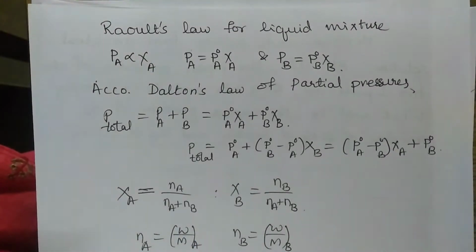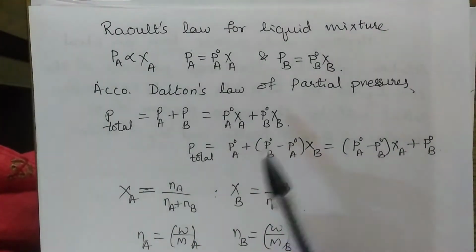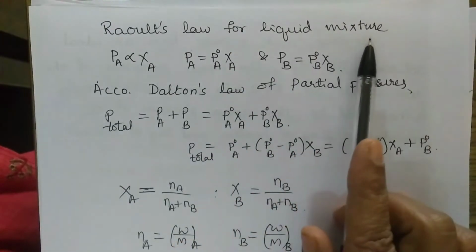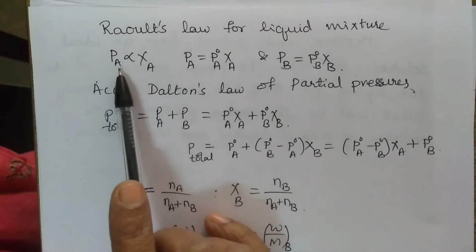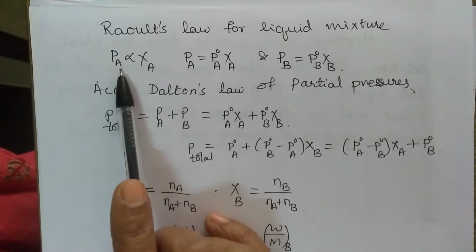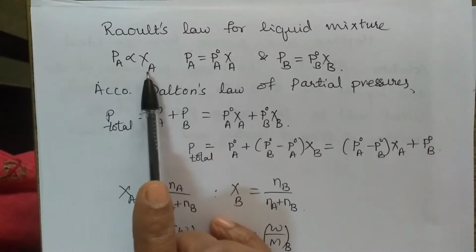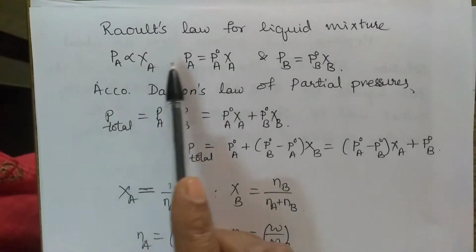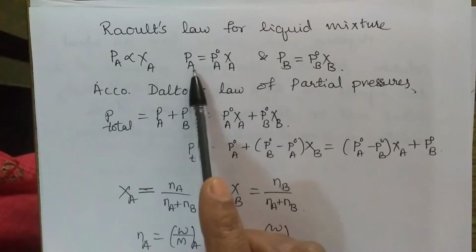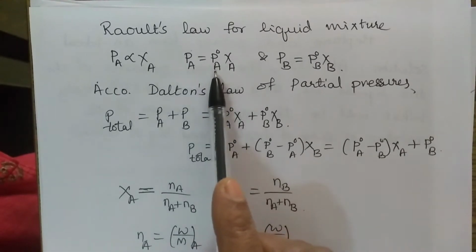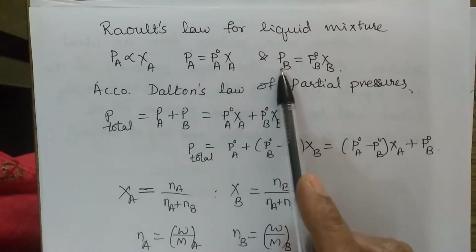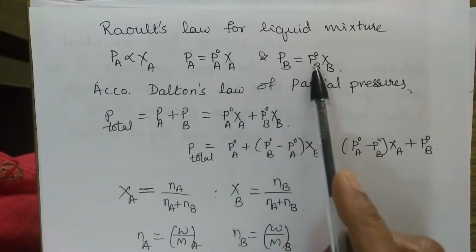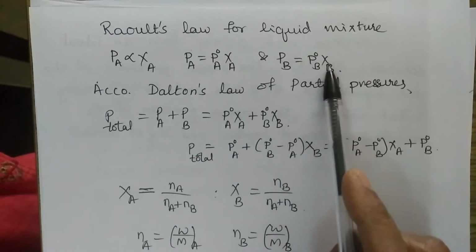Hello students, today we will solve the problems based on Raoult's law for liquid mixtures. According to Raoult's law, at constant temperature, the partial vapor pressure of any liquid A is directly proportional to its mole fraction in the solution, represented by XA. By removing the proportionality sign, we write PA is equal to P naught A into XA. Similarly, for liquid B, the partial vapor pressure of B is equal to P naught B into XB.